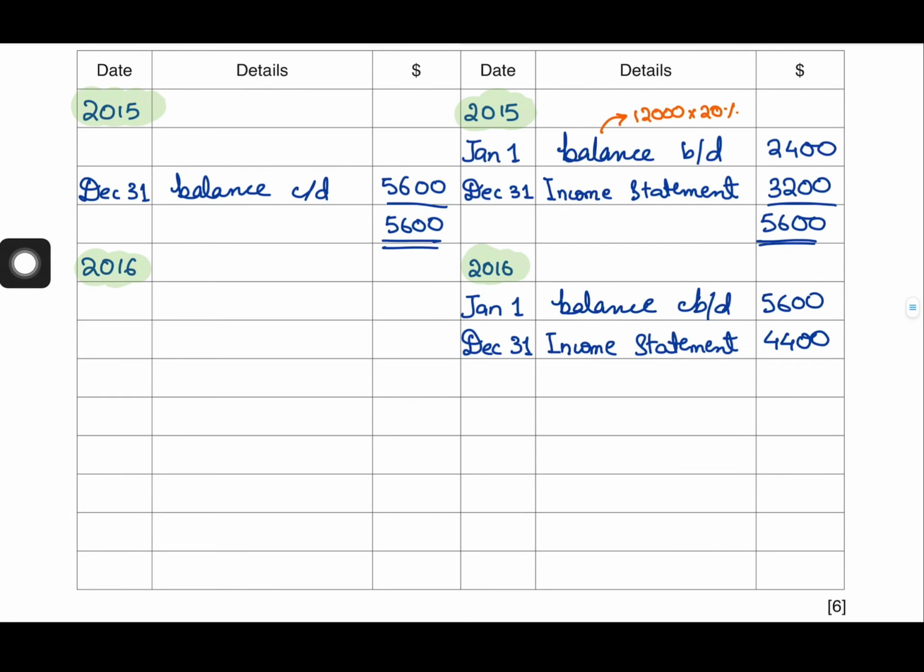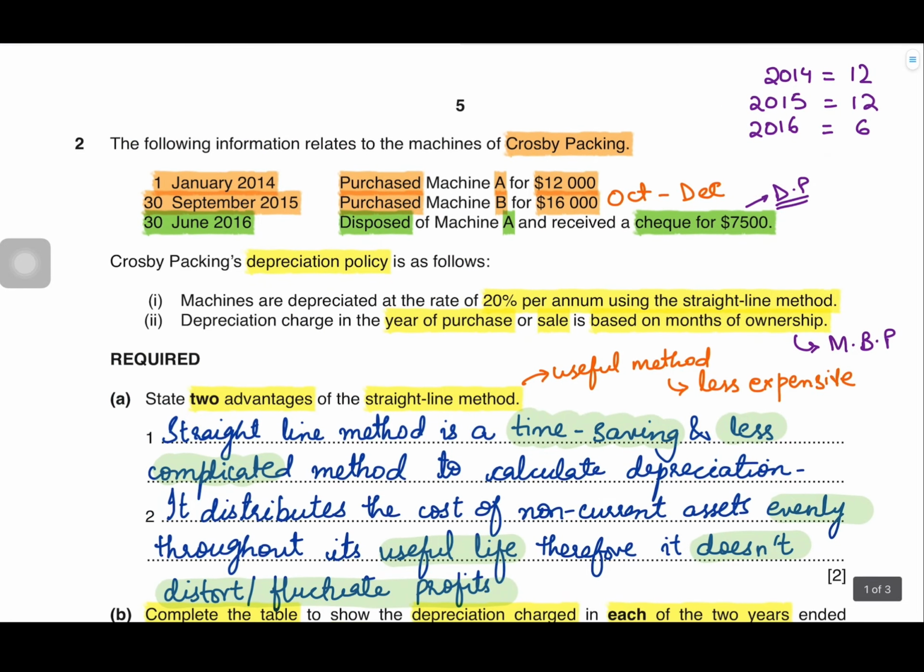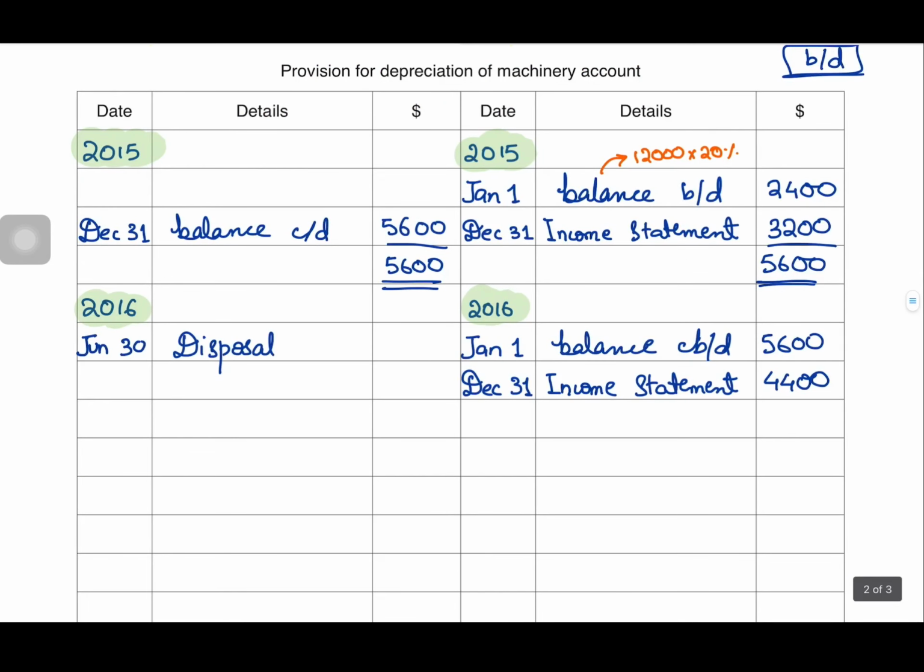No. Now we have to eliminate the depreciation which was charged on machinery A throughout its life, and we have to eliminate this balance now. And how do we do this? We make an additional entry on the debit side of the provision for depreciation account with the name disposal, right? So that we eliminate all the depreciation charge so far on this asset. The date would be the date of sale, and that is on 30th June. So June 30th. Now the accumulated depreciation on machinery A.